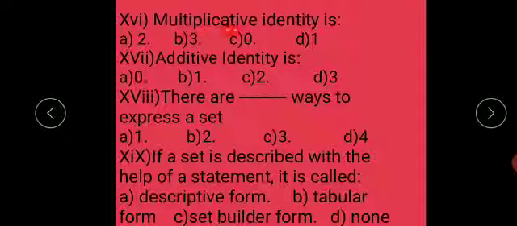Sixteenth part is multiplicative identity is 2, 3, 0, or 1. Seventeenth part is additive identity is 0, 1, 2, or 3. Eighteenth part is there are dash ways to express a set: 1, 2, 3, 4. Nineteenth part is if a set is described with the help of a statement, it is called descriptive form, tabular form, set builder form, or none of these.